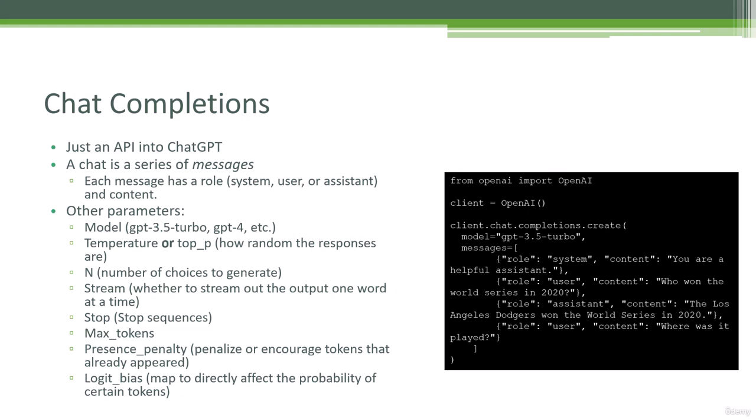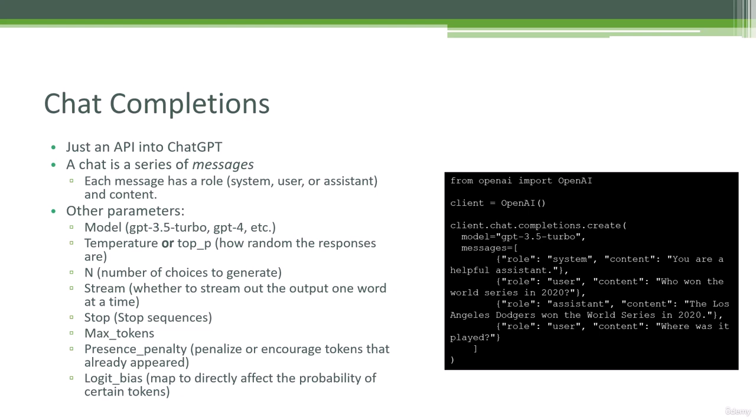An alternative way of specifying how random it should be is top_p, just the top probabilities that it should look at. Also n, how many choices do you want to generate? So if you want to get multiple responses to choose from, you can ask it to generate more than one. Just keep in mind you're being charged by the token here, so the more choices you generate, the more it will cost you. You can also choose if you want it to stream out the output one word at a time, like you see on the ChatGPT website, or if you just want to get the whole thing down at once.